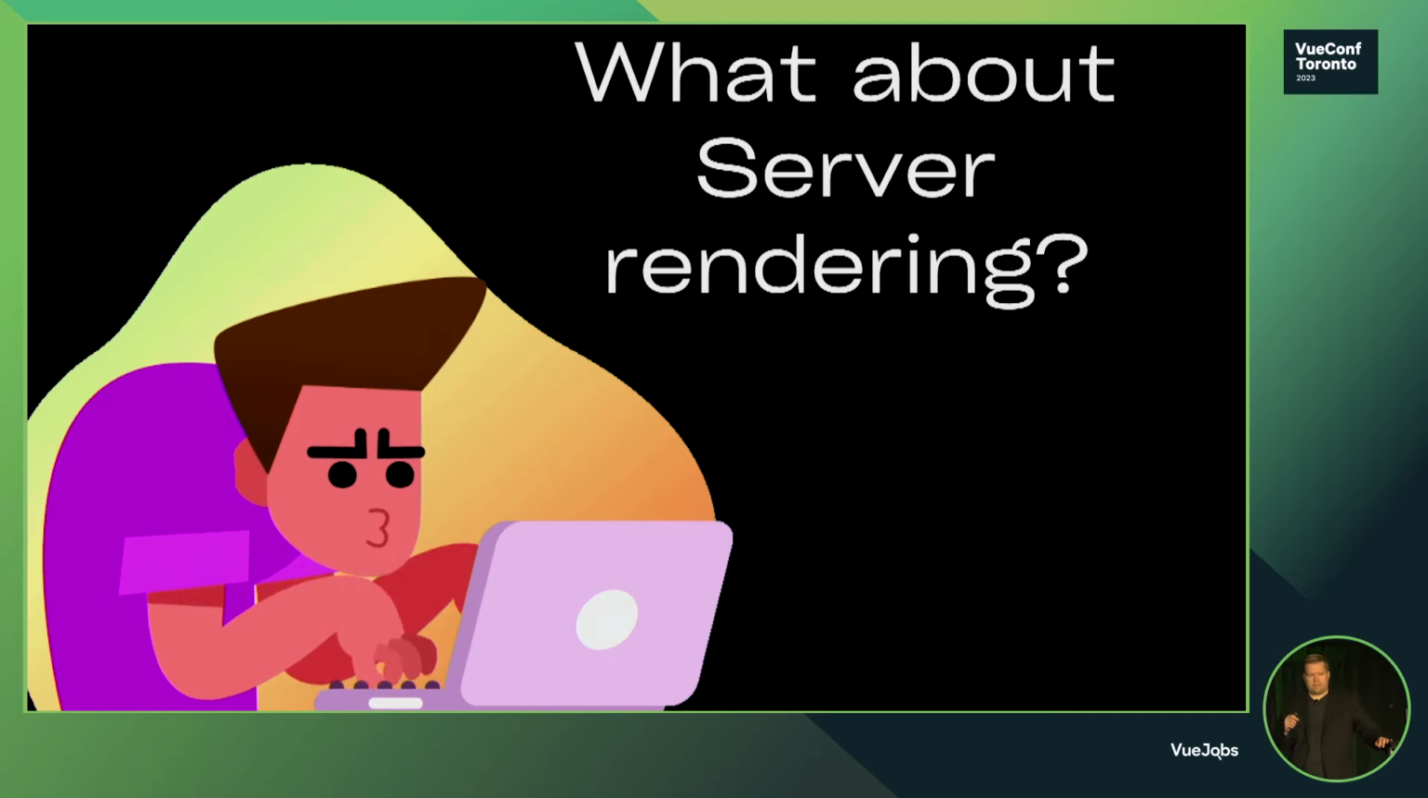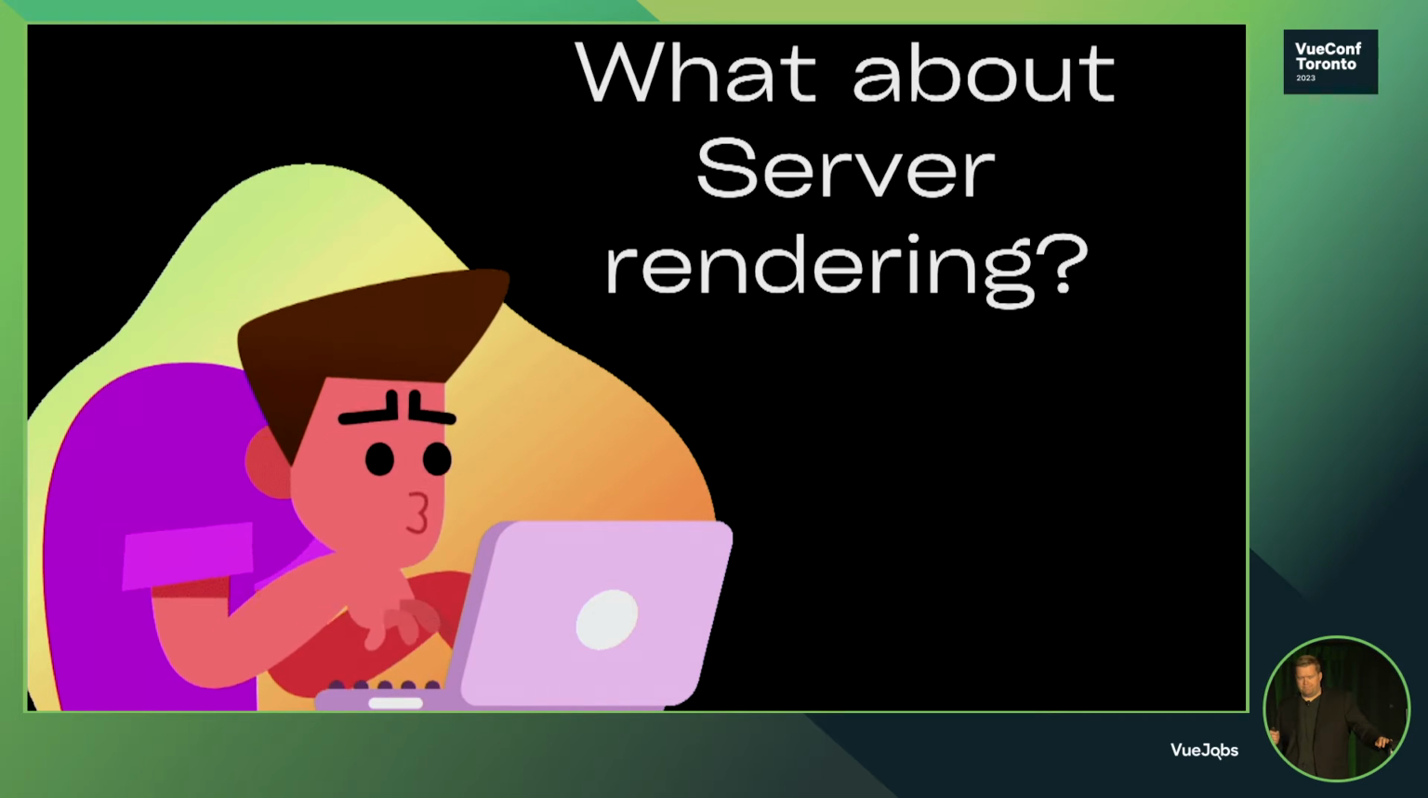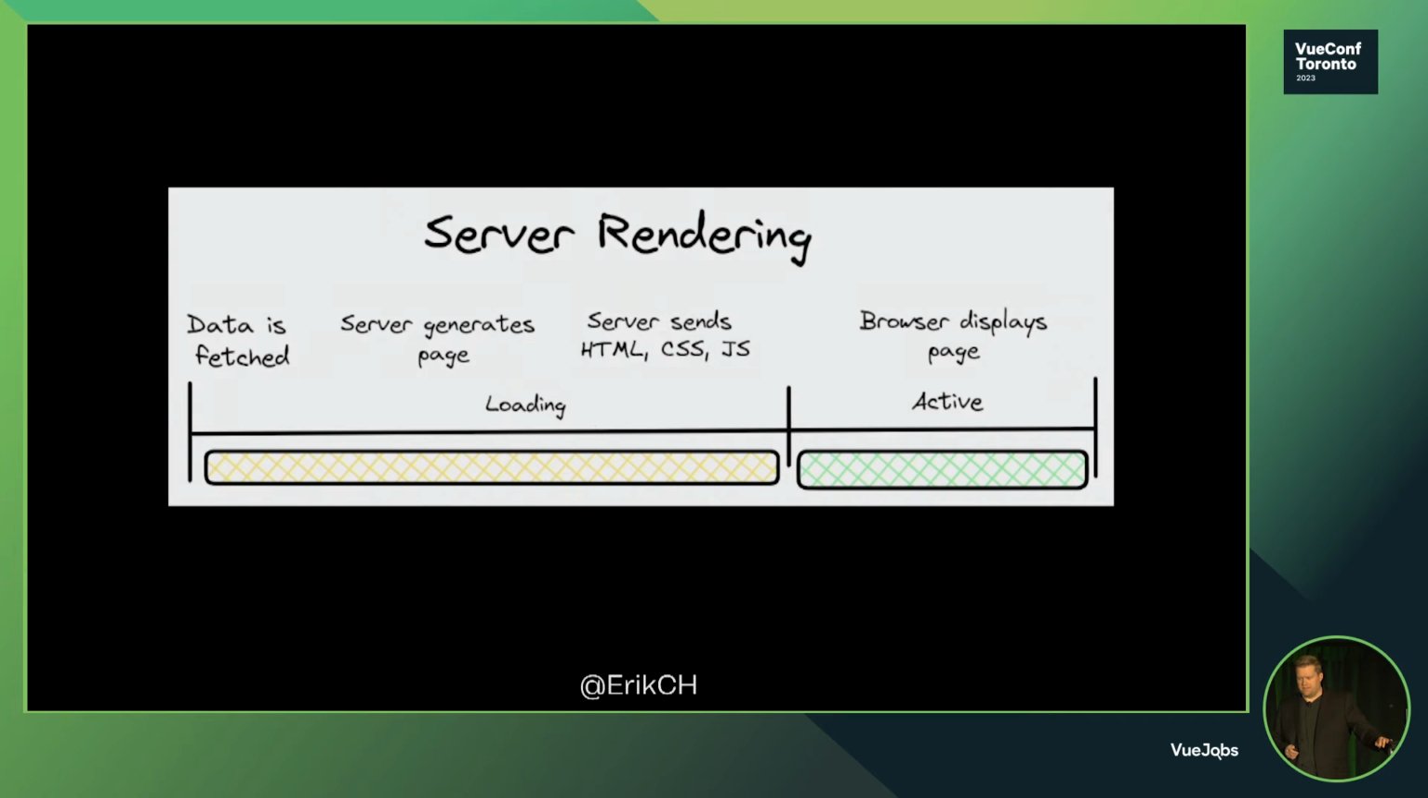So let's look at server rendering. On the server rendering side, the data is fetched, the server generates the pages, it sends the HTML, CSS, and JavaScript back, and it's active. So then it just works that way.